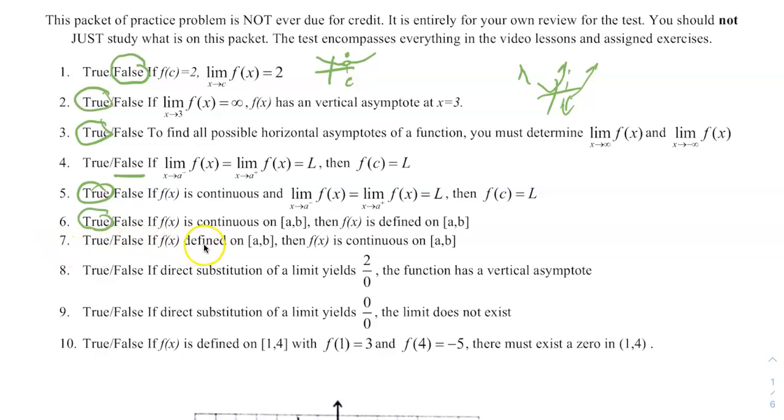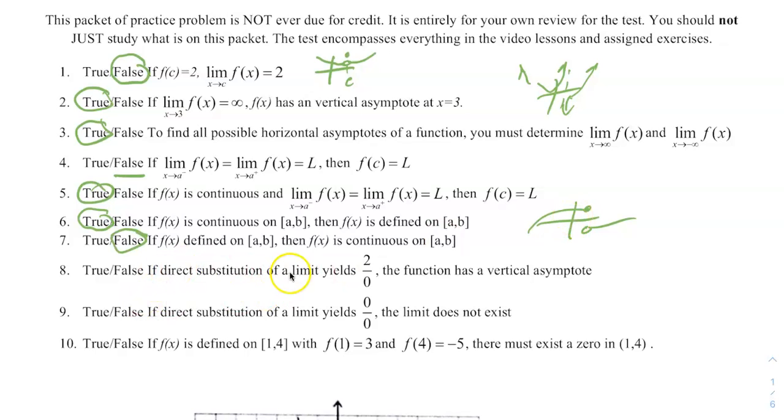True or false? If f of x is defined on a and b, then f of x is continuous on a and b. This one's false, right? So the previous one tells you it's continuous. If I know it's continuous, then it's all defined. If I know it's defined, it does not necessarily mean it's continuous. I have a graph that's like a jump. Every value is defined, but it's not continuous.